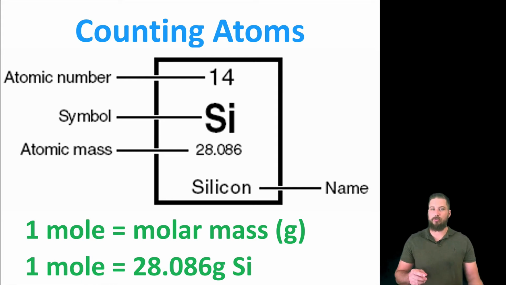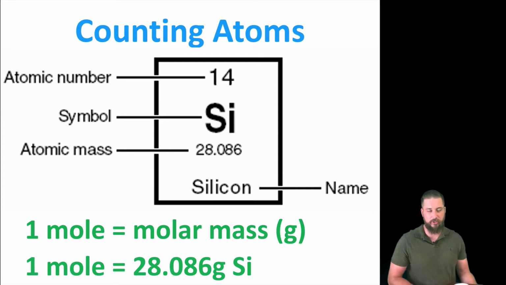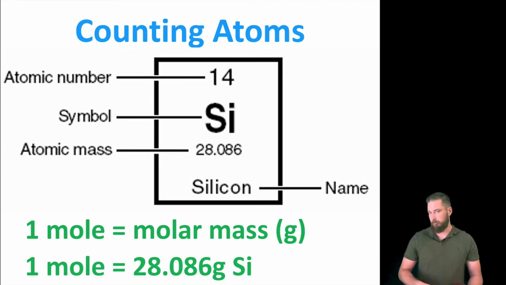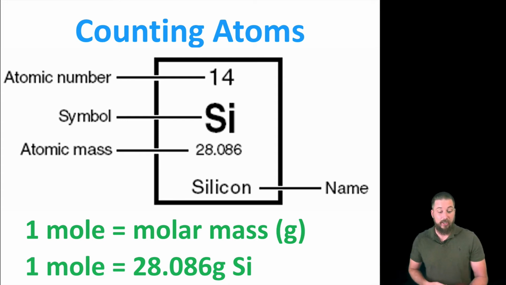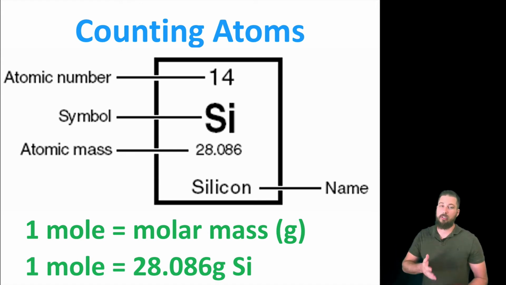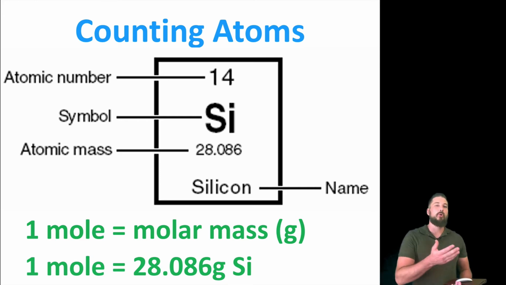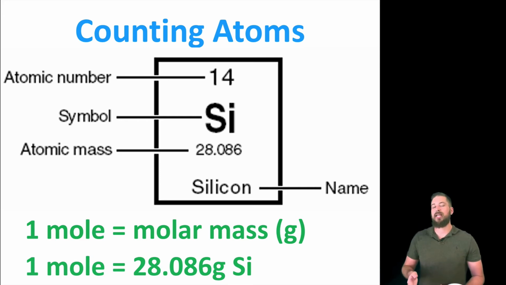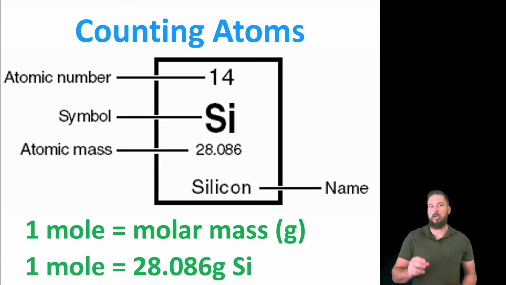And the answer is no, because if we have a dozen donuts and a dozen chairs, the chairs probably have a greater mass, unless you have some giant donuts or something, or maybe you have little itty bitty chairs. I don't know. But my point here is that if you had a mole of silicon and a mole of carbon, you would have the same number of each atom. You would have 6.02 times 10 to the 23rd of that atom.